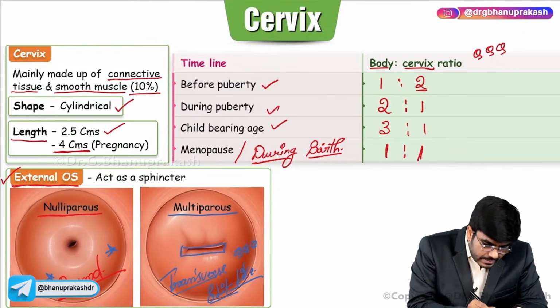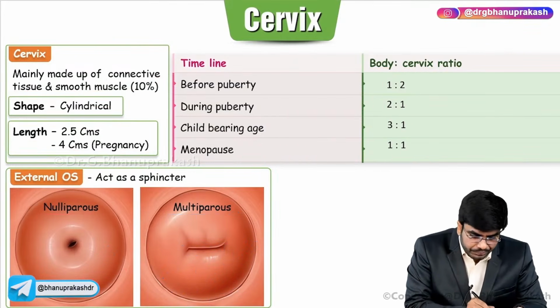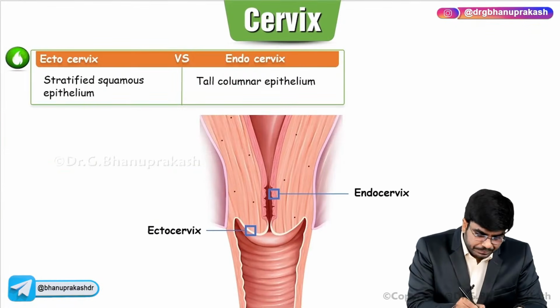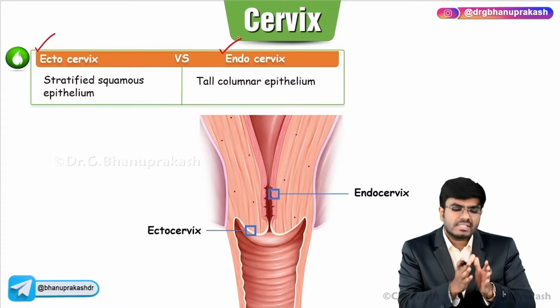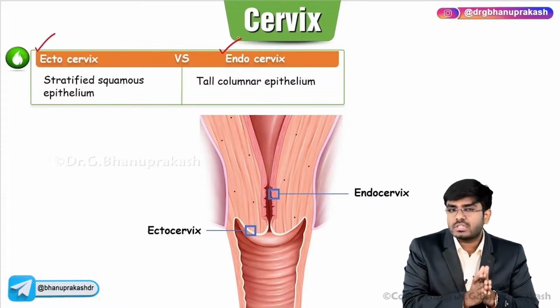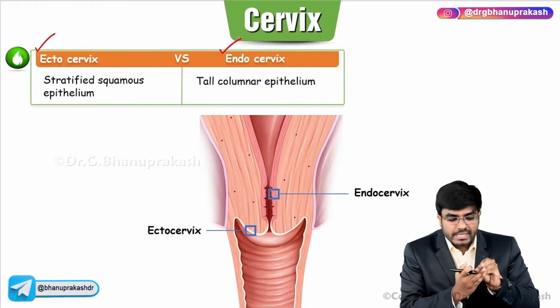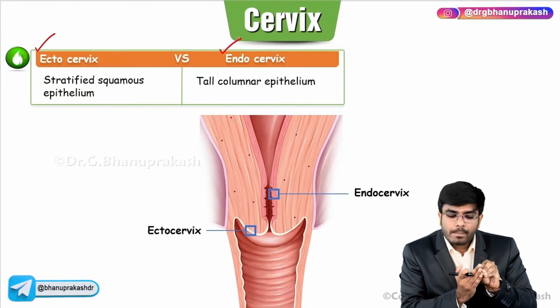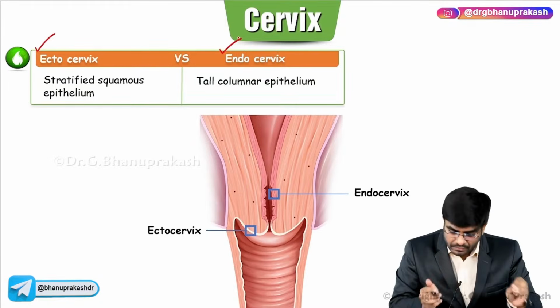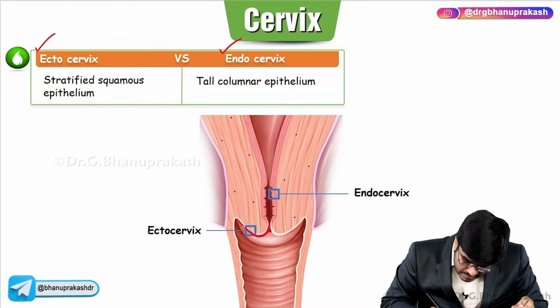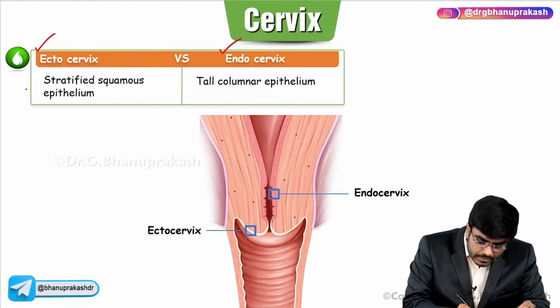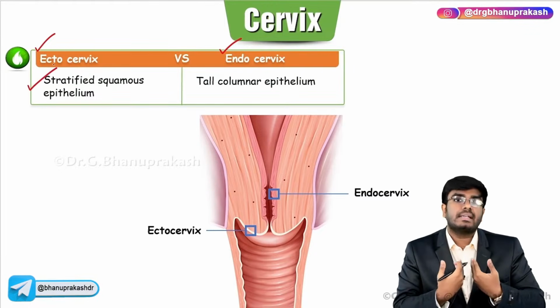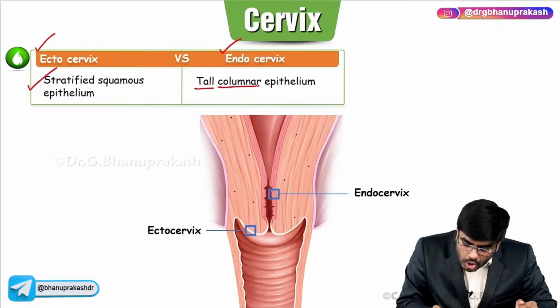Now after this, let's see some important points about the cervix: the ectocervix and endocervix. We all know that the cervix is divided into the ectocervix and endocervix. The ectocervix, also known as the portio vaginalis, is the part of the cervix towards the vagina. It is lined by stratified squamous epithelium, and the endocervix, which is internal, is lined by tall columnar epithelium.